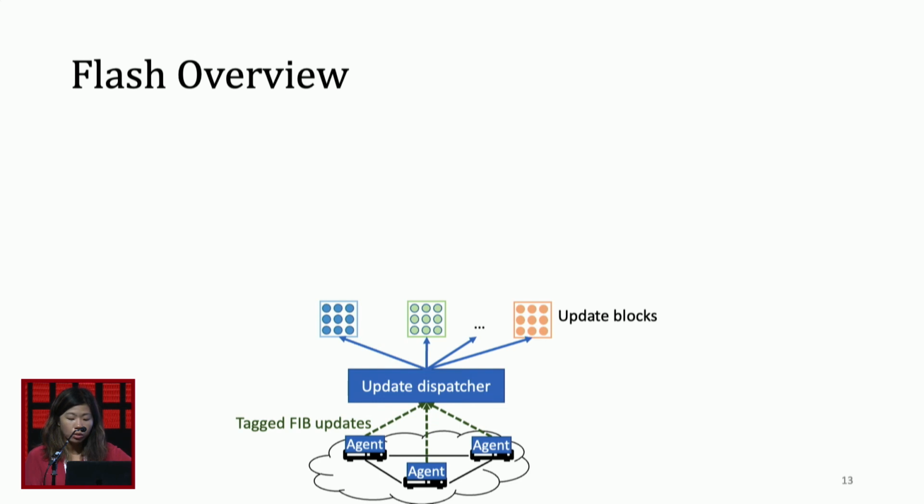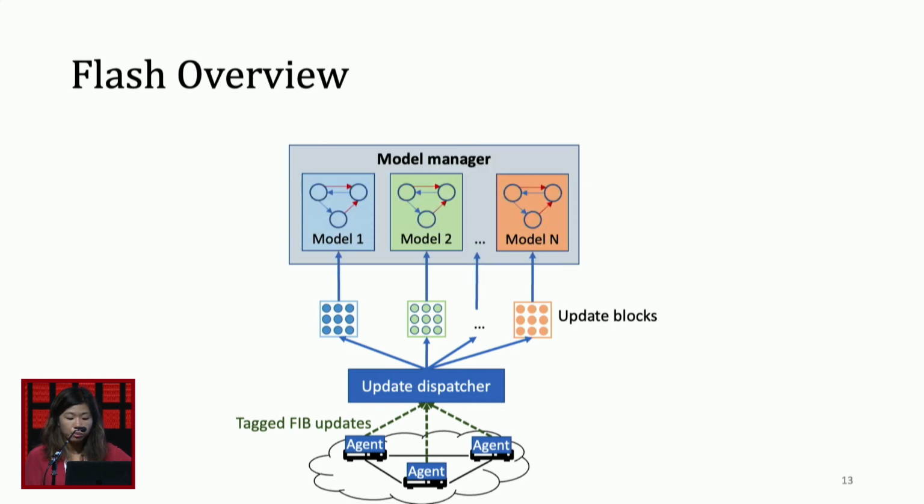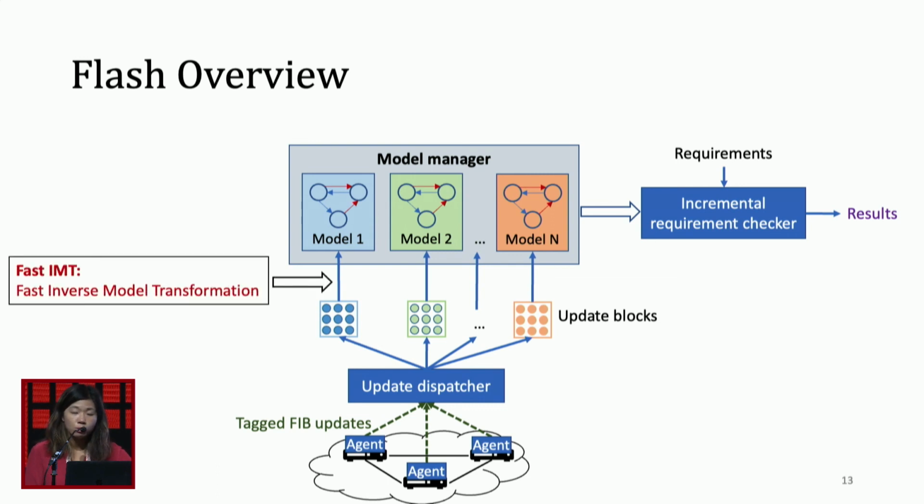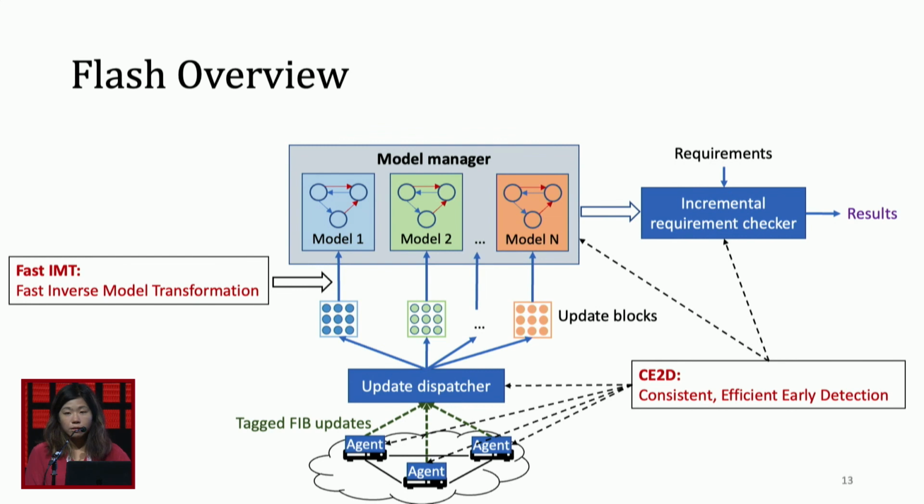The dispatcher will group the updates into update blocks according to their tags, and then each block will be used to update the corresponding network model. We also develop an incremental requirement checker that checks the requirement against the model delta and generates the results in a more efficient way. So there are 2 main approaches that we propose here. The first is how do we update the model fast with any update blocks. The second innovation here is a consistent, efficient early detection mechanism.